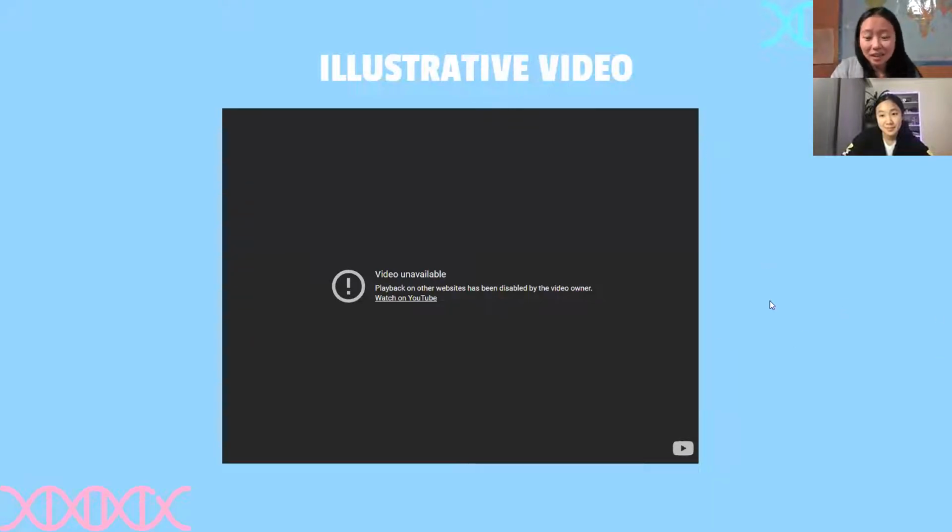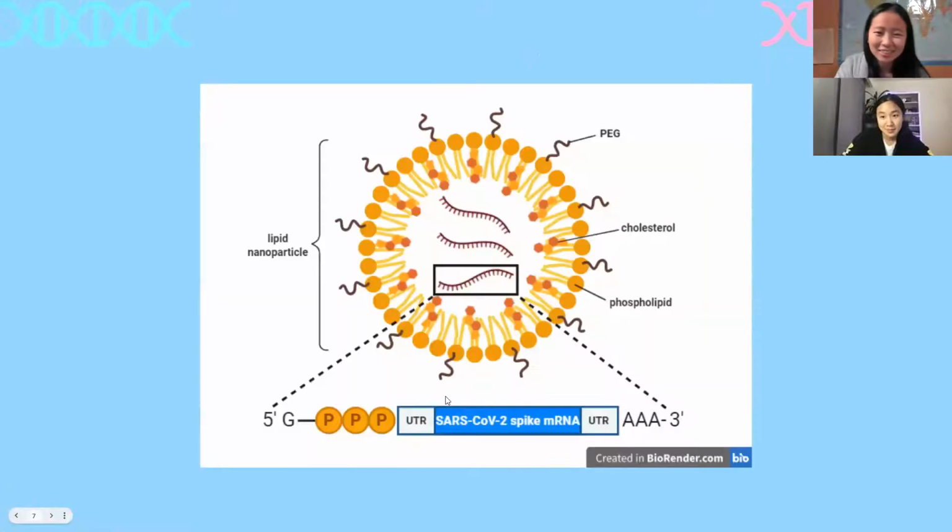Now into the anatomy of the vaccine itself. The slides would work. Okay, yeah. So the video did mention that it's literally just mRNA, and that's enwrapped by a layer of lipid nanoparticles. The lipid nanoparticles help transport the mRNA into the dendritic cell in the first place, so they're quite important.